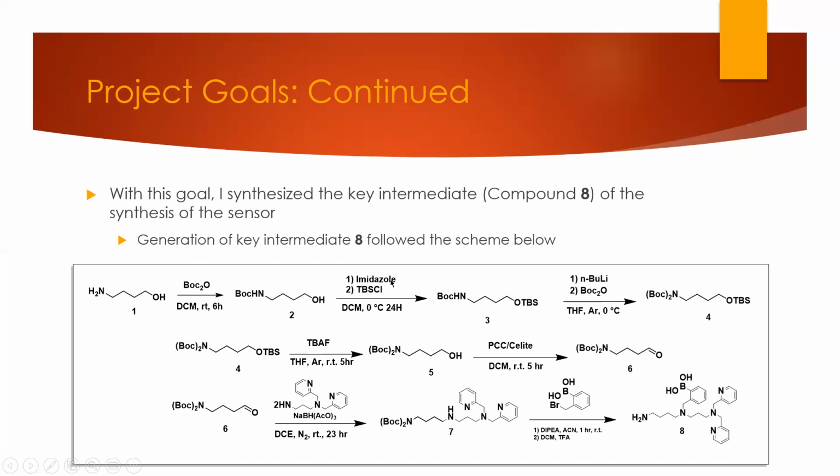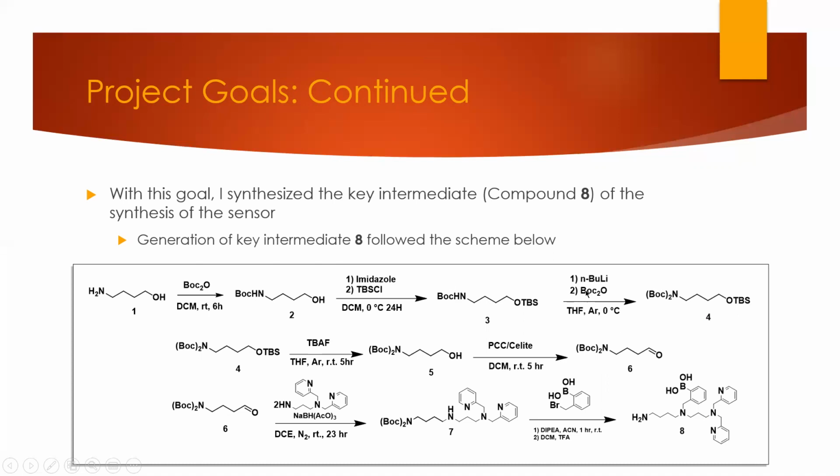From intermediate 2, we use the imidazole base and tert-butyldimethylsilyl chloride to protect the primary alcohol. This allowed us to use the strong base n-butyllithium to deprotonate the hydrogen on the primary carbamate group.